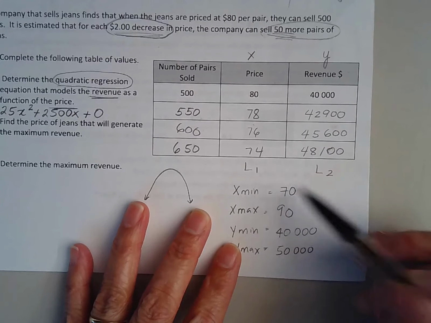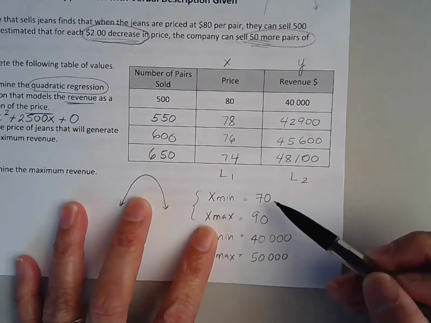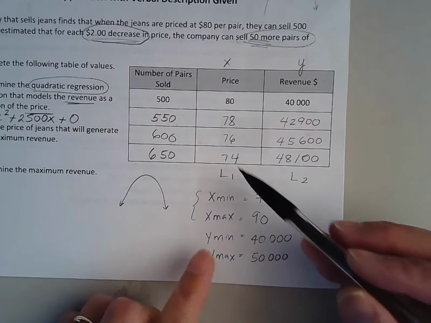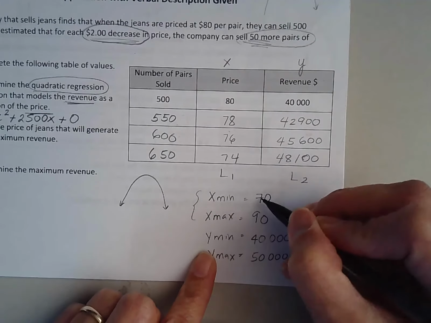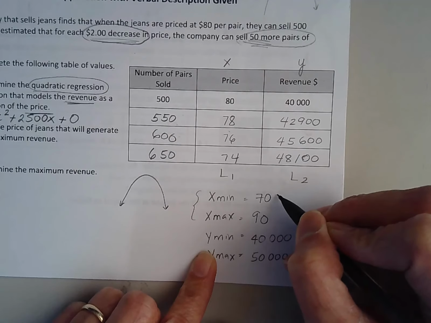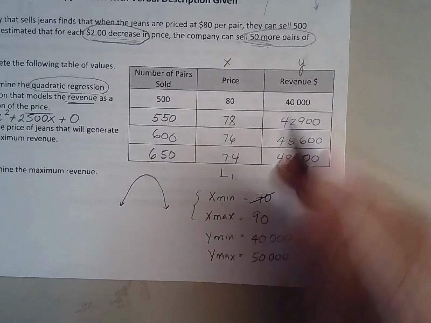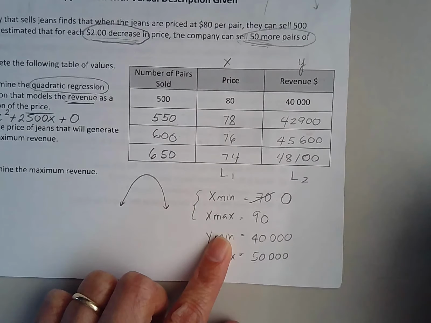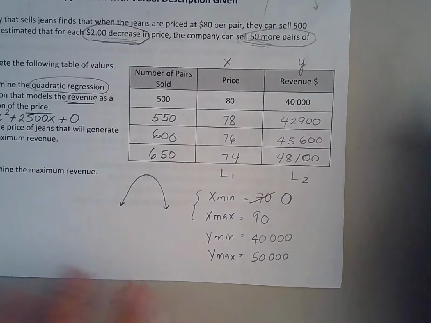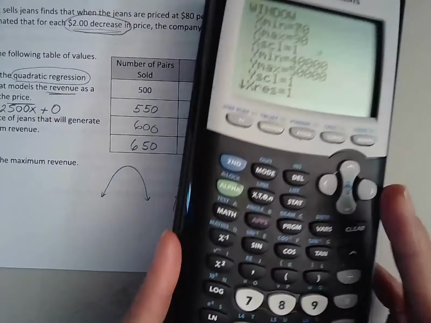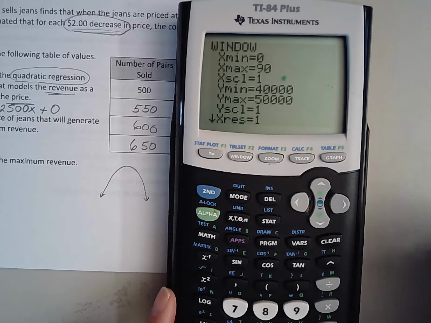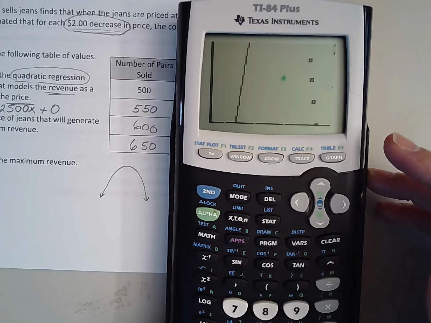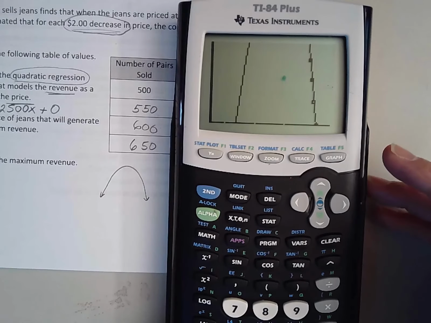When you look at this one here, remember these are the price. What do you think the smallest price that a person can charge would be? So we could probably change the X min. The lowest price that they can give to us. 0. Yeah, charge you nothing on the jeans. Okay, so X min is 0. What does that look like? There.